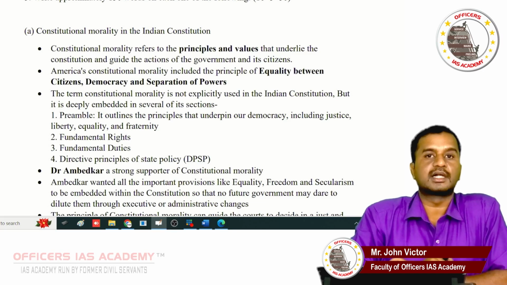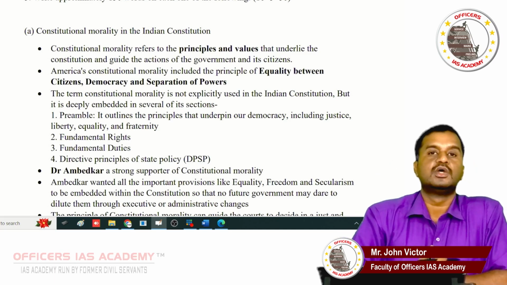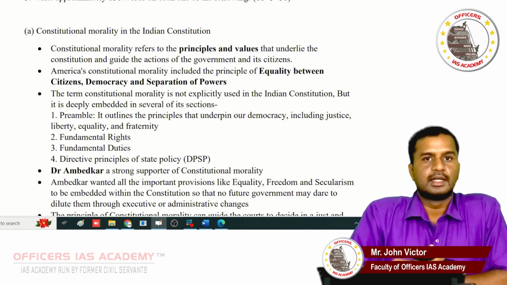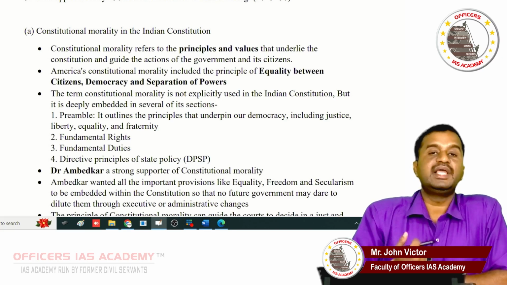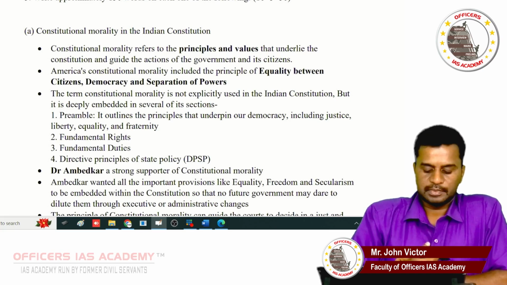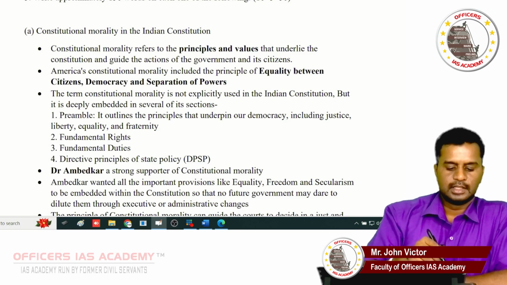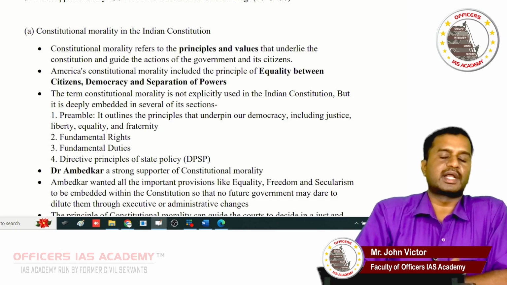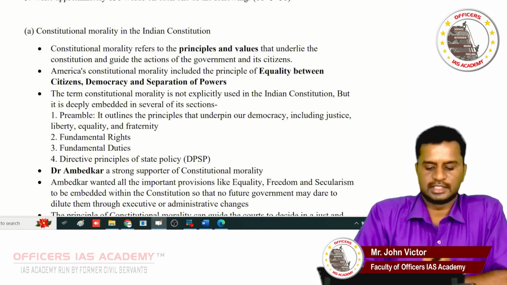A similar understanding was held by Dr. Ambedkar. He was of the view that all the principles and values should be clearly coded in the Constitution itself, so that no ruler in the future can make use of any loopholes in the Constitution to breach these principles. So this showcases the concept of constitutional morality. So this is what you have to write. Since this is a section B question, you also have to write from an Indian government and politics point of view. You can give more material from current affairs as well as GS.